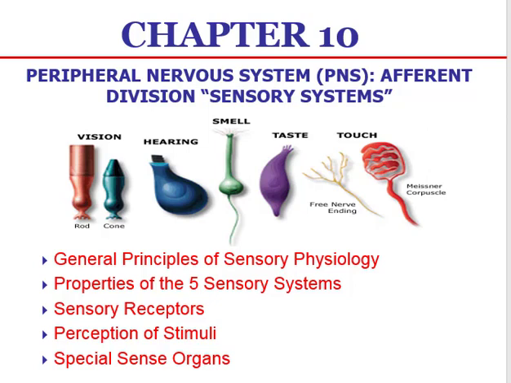So in this note set, our focus is going to be the general principles of sensory physiology. We'll look at the properties of the 5 sensory systems. I will cover the first one, which is vision, in this particular video. We'll talk about sensory receptors, perception of different stimuli, and the special sense organs.